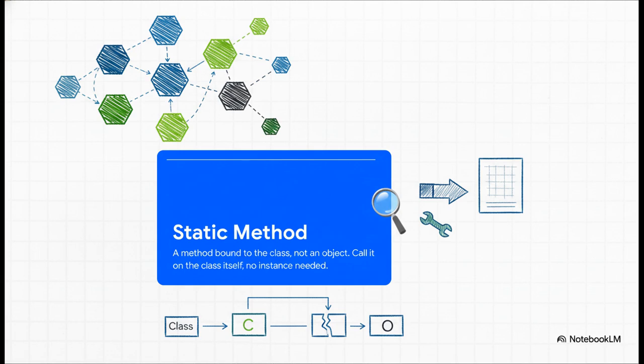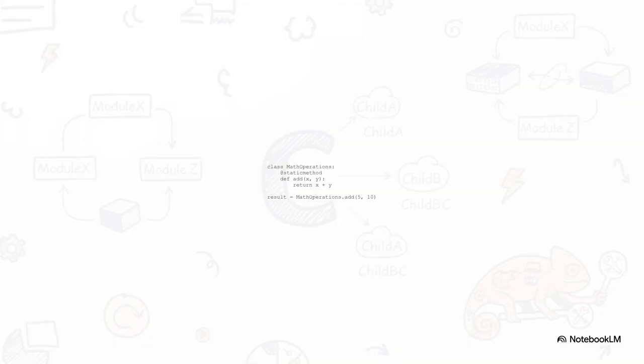Think of it like a utility or a helper function that's logically grouped with the class, but it doesn't need access to an object's personal data. That's why you'll notice it doesn't have that self parameter. And you can see how clean this is. We use the @staticmethod decorator right above the add method. And then look, we just call MathOperations.add. We never had to create an instance like m = MathOperations(). It's just a really neat way to organize functions that belong to the class's namespace.